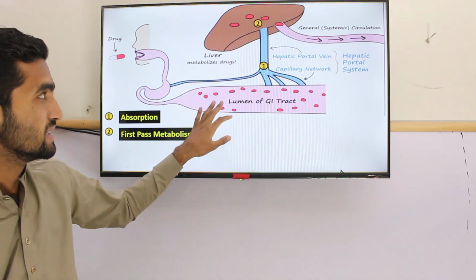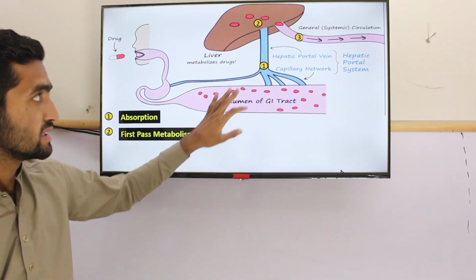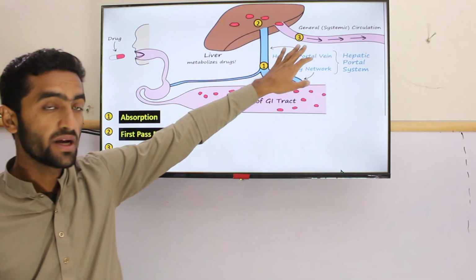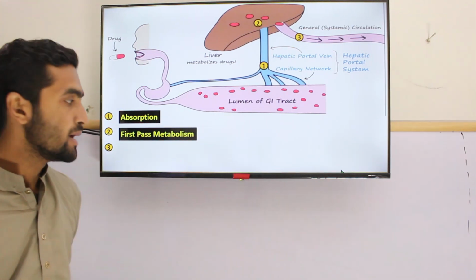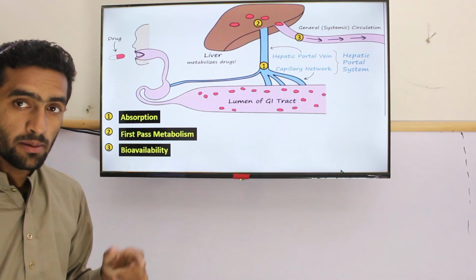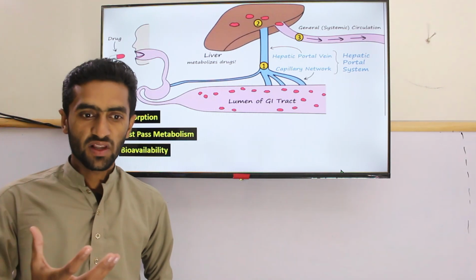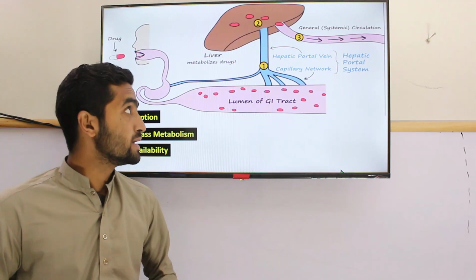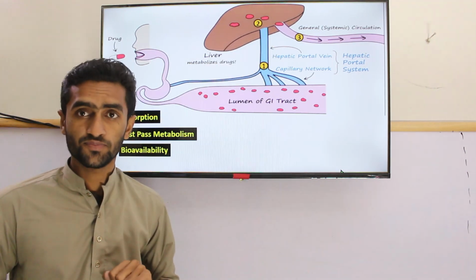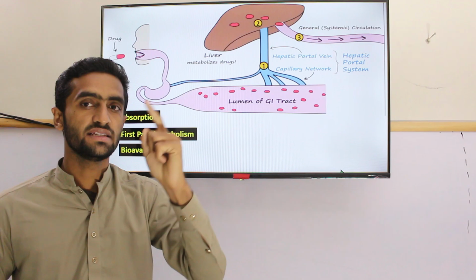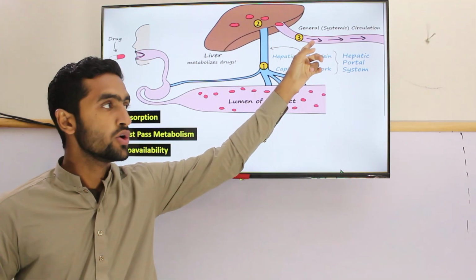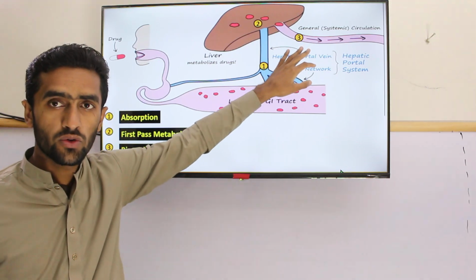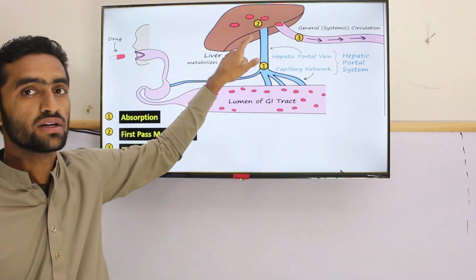Then the third concept is there: the biologically available drug. We use the word bioavailability. In simple terms, for example, you have given 100 mg and 20 mg is destroyed by the liver. 80 mg reaches the systemic circulation. So we can say 80% is the bioavailability, and 20% is destroyed by your liver.